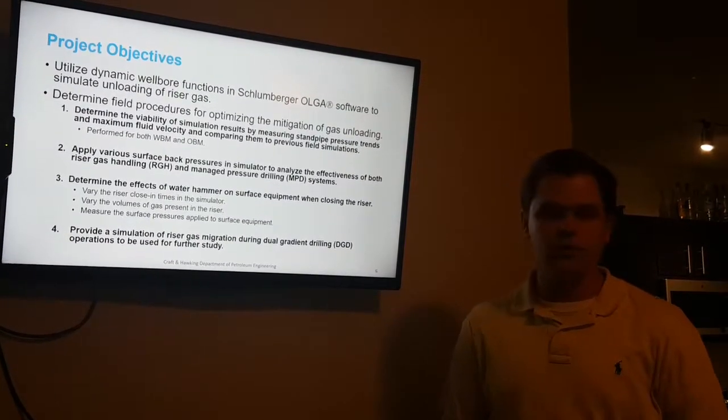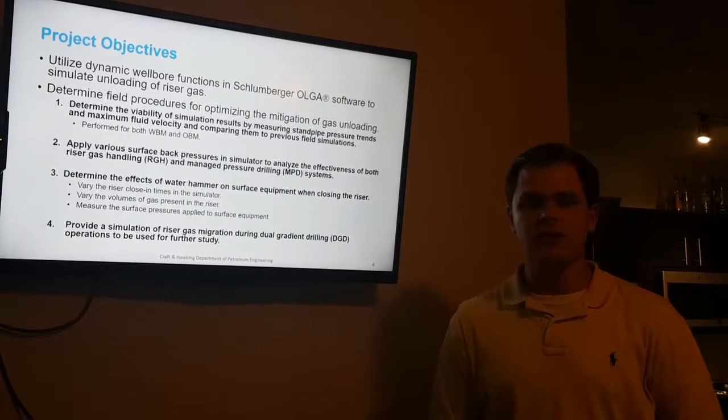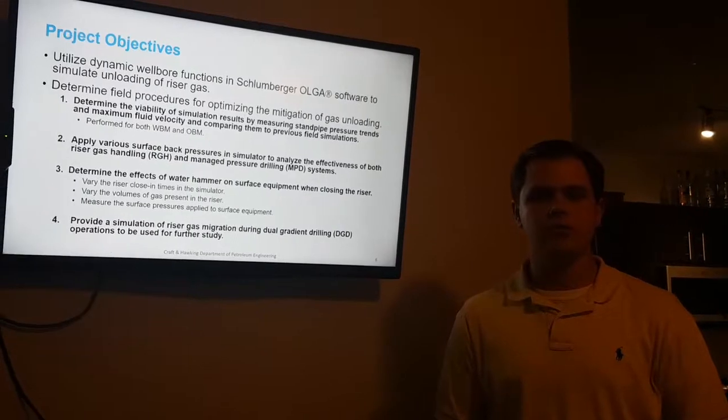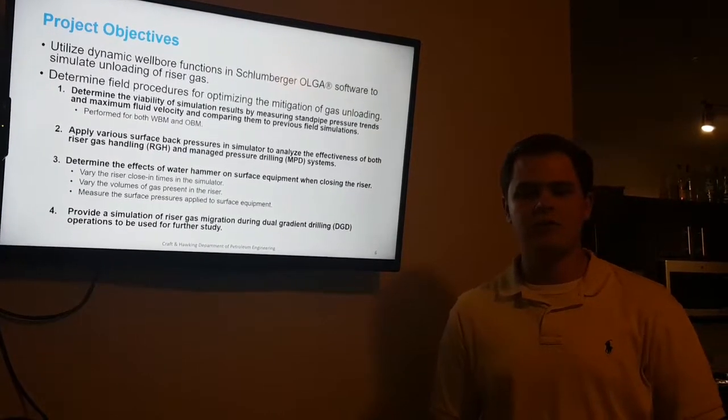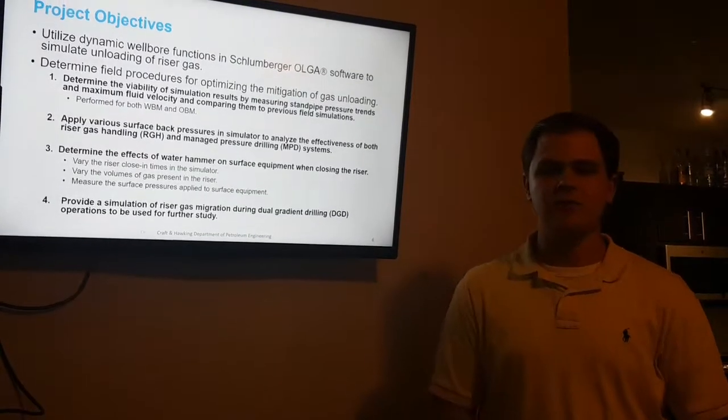Our second aspect will be we will apply various surface back pressures in the simulator to analyze the effectiveness of both riser gas handling and managed pressure drilling systems, as those are the two most common mitigation procedures used today.